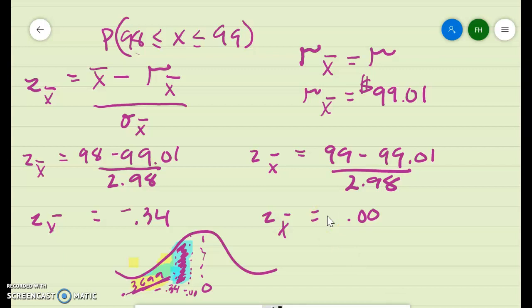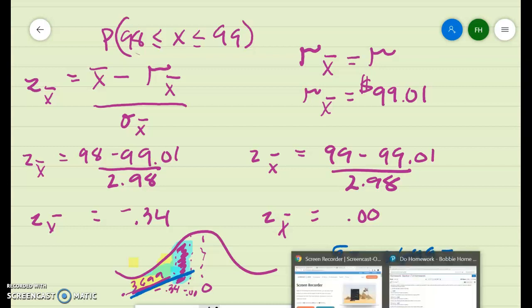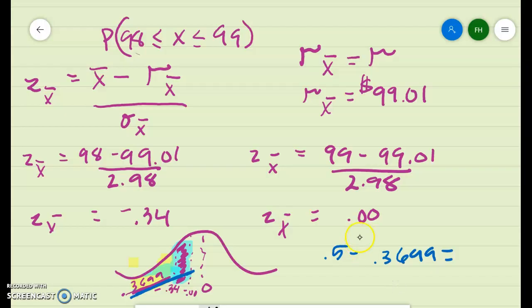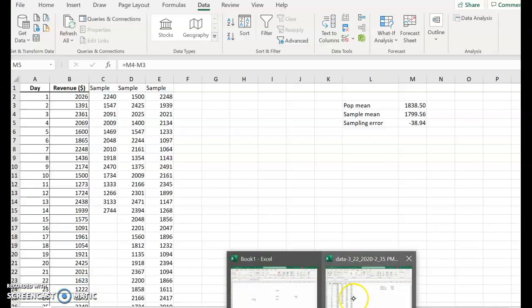So basically from here all the way to here is 0.5. So let's subtract out the yellow, which is the 0.3699, and that would leave us with what was in between. So we're going to do 0.5 minus 0.3699. And let me do that real quick in the calculator. 0.1301. Let me make sure that's what we got. We got 0.1331. So let me look at it and make sure that I wrote the right numbers down.